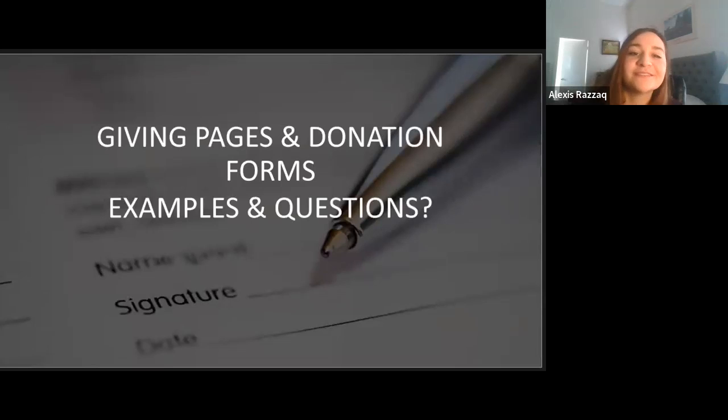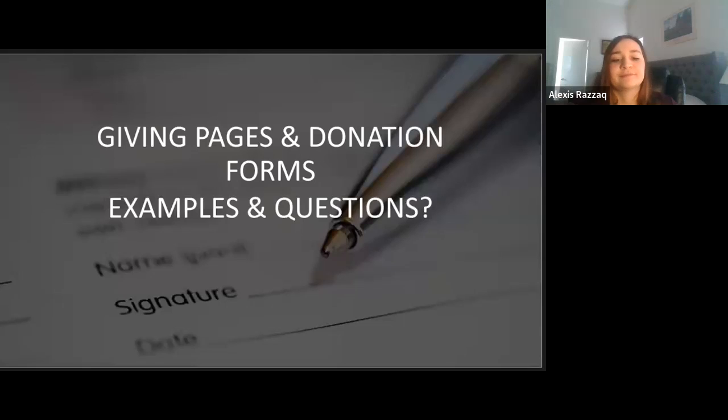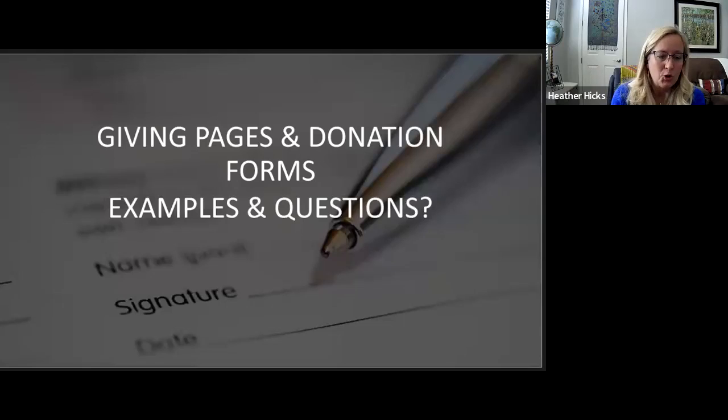I have a question. I'm wondering, is GoFundMe considered a giving page? GoFundMe is an external group that allows you to fundraise on your behalf. And then they have their own giving page that people give through them that can then come toward you. So it's not your giving page, but they have their own giving page with their own system. So it is an example of one. It's just not yours. It's not one you can control.